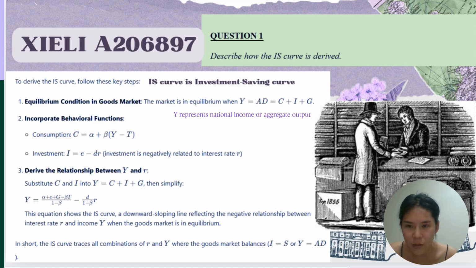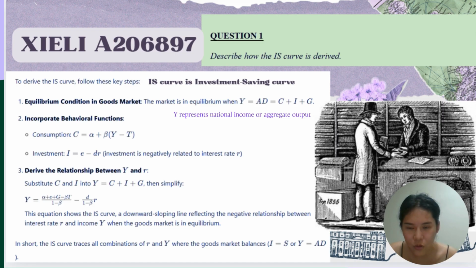First is the equilibrium condition in the goods market. The market is in equilibrium when, and this is the formula we must remember, Y, which represents national income or aggregate output, equals aggregate demand, which is consumption plus investment plus government expenditure. Second, we incorporate behavioral functions. This is about the consumption function, and this is about the investment function.